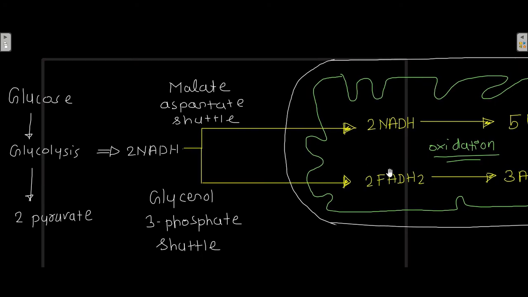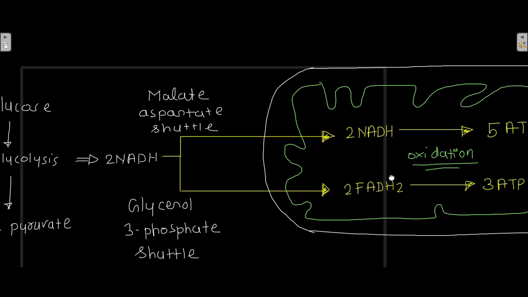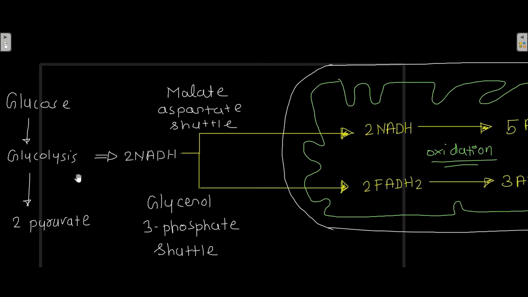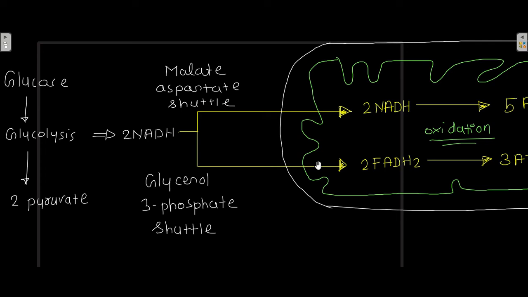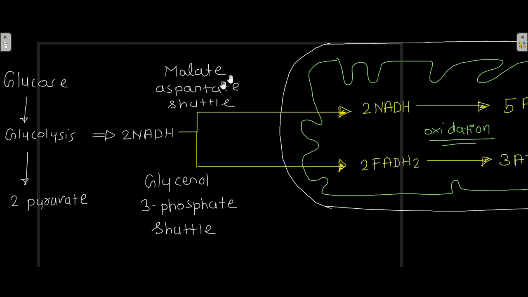They are not in the matrix of mitochondria, whereas the NADH produced by the citric acid cycle is there in the matrix. So you don't need to transport NADH from the cytosol into the matrix in the case of the citric acid cycle. But during glycolysis, you produce NADH in the cytosol, and this NADH just cannot directly go into the matrix. It requires a shuttle system for that. And for that, you have either the malate aspartate shuttle system or the glycerol 3-phosphate shuttle system.